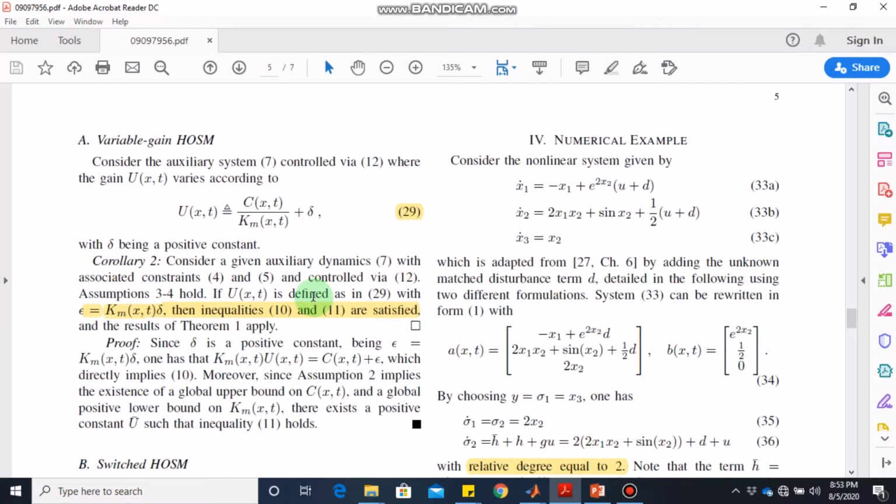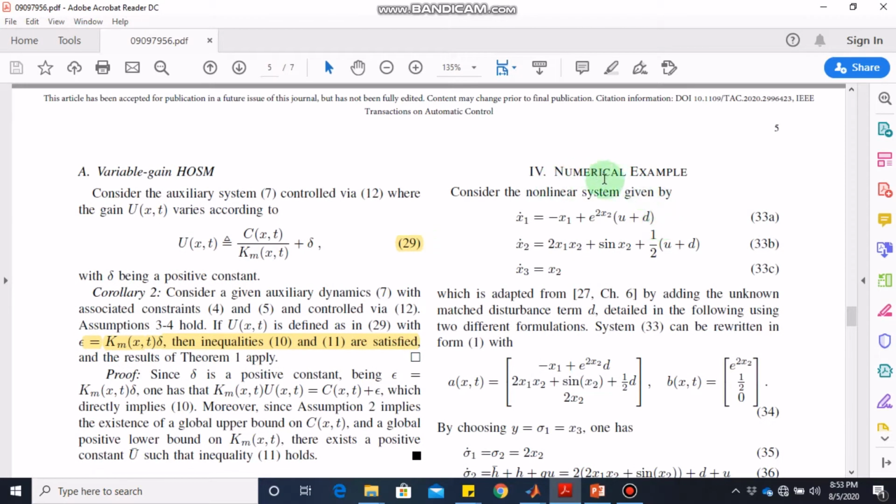So here is a numerical example finally, for which we are making this video, because we want to learn how to implement sliding mode control in Matlab. Here we have a third order nonlinear system. It has a control input U. It is a single input system because it has only one control input, and there is a disturbance D. D is the unknown disturbance in the system, which appears in the first and the second state of the system.